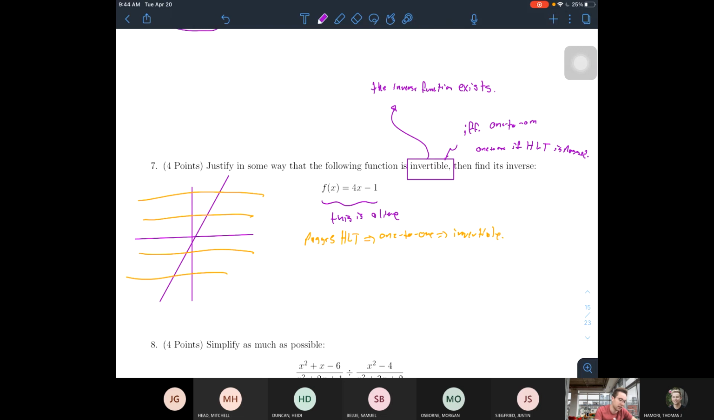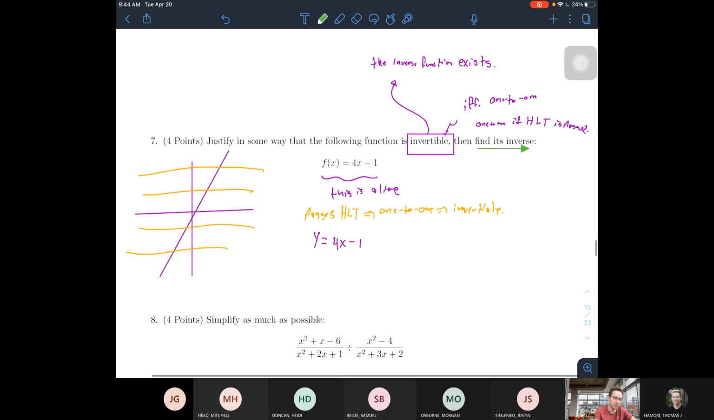Okay, and if I have y equal to 4x minus 1, how do I actually find its inverse? Is there a method I know to actually find the inverse here? I have a function given to me in terms of y and x. There's some process that I can use to find the inverse. Does anybody remember what it is?